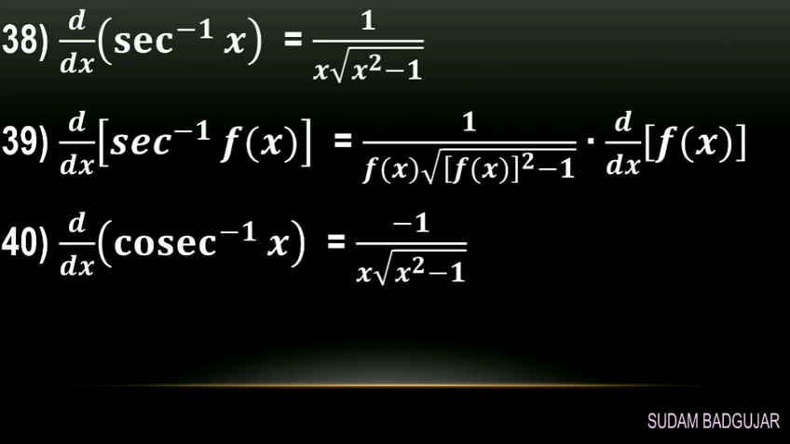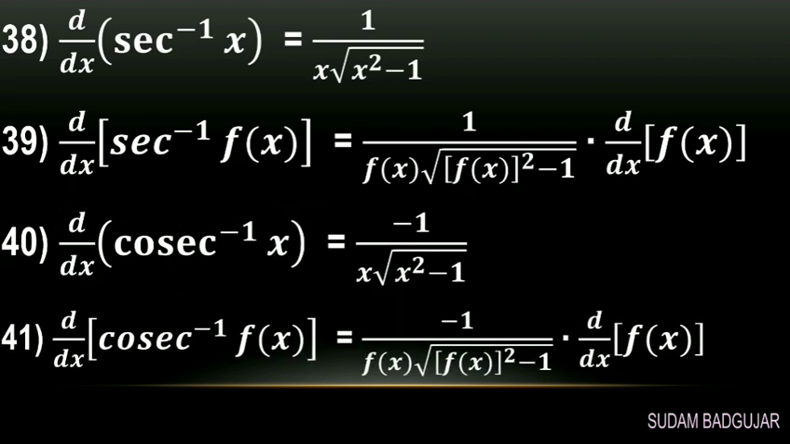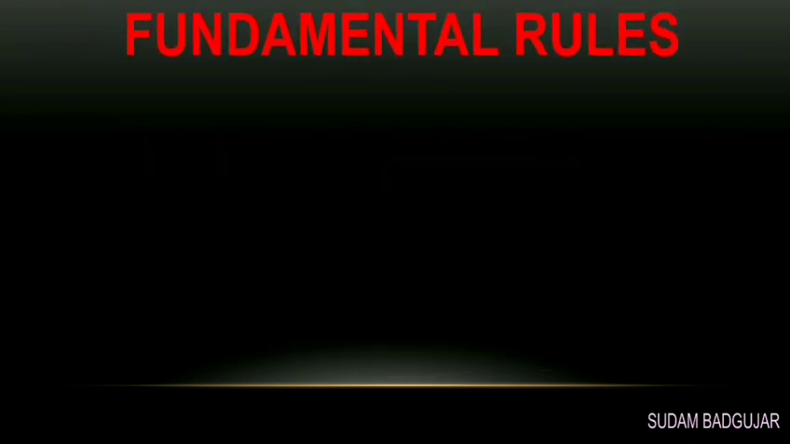Formula number 48: the derivative of cosec inverse x is equal to minus 1 upon x into under root of x square minus 1. Now the last formula: the derivative of cosec inverse of f of x is equal to minus 1 upon f of x into under root of f of x the whole square minus 1 into the derivative of f of x. Now we will see the fundamental rules.